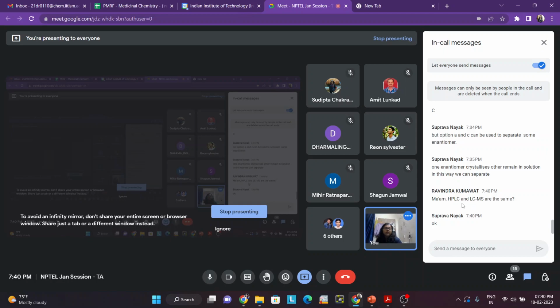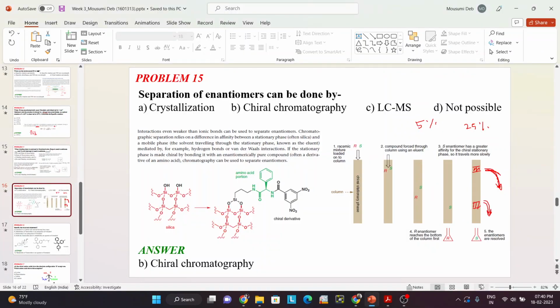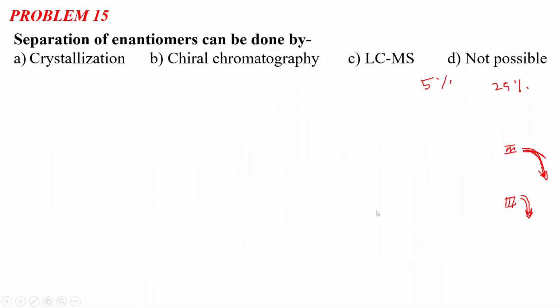High performance liquid chromatography and LCMS are two different things, and the basics are different. We will discuss it later someday, because today we don't have that much time. LCMS takes care of the mass; we have to see the mass and separate from the mass. But HPLC, I don't have hands-on experience, so I am not sure about it. I will look into it and give you details about these two separation techniques in the next class.